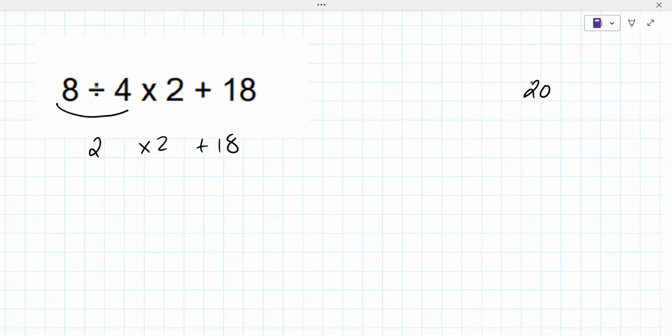Notice I'm only writing and doing one step at a time. 2 times 2 is 4. 4 plus 18 is definitely not 20. It's 22. Where did you go differently on this? I went too fast. All right.